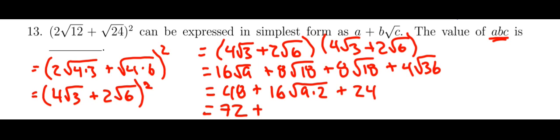And then that square root of 9 becomes a 3, and I can pull that out, and that becomes 48 root 2. So those are my numbers there.